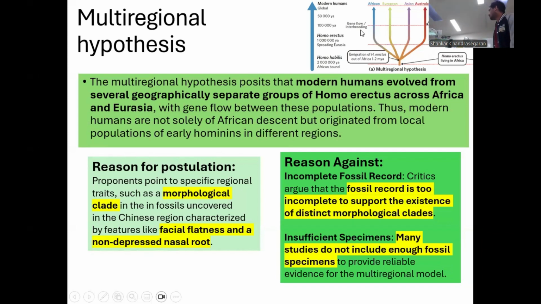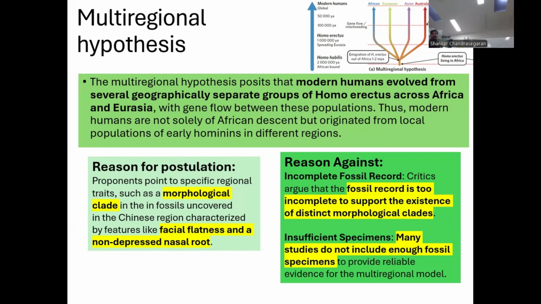And I'll talk about why we think this might be true. The reason for this postulation is that people say that there are morphological clades that are specific to regional traits, right? And this was uncovered in certain fossils, such as in a Chinese region. There were fossils that were found where the fossils basically had features like facial flatness and a non-depressed nasal root, specific to Homo sapiens, right?